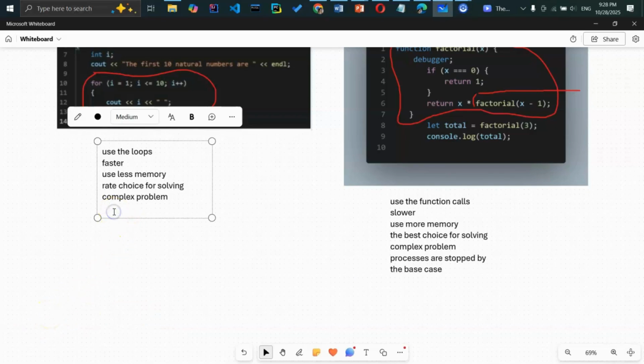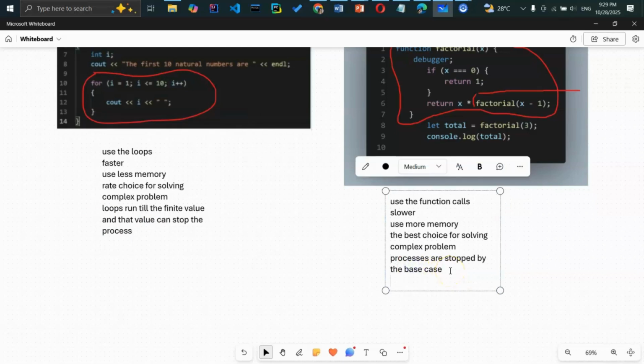Loops in iterations run till a finite value, right? And that value can stop the process, right? Loops run till the finite value, and that value, what is that value? Finite value, right? That value can stop the process, right?